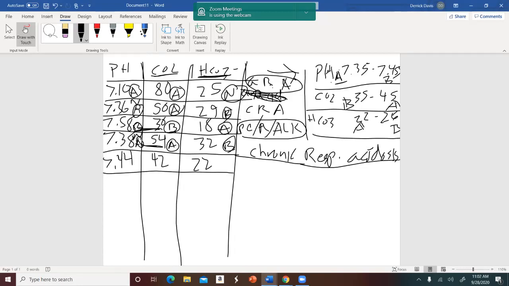So here, 7.44, it is normal, but it leans towards the basic side. So I'll put N with a little b here, like a sub b. A CO2 of 42, so normal is 35 to 45, so this is normal. And a bicarb of 22, well, that's also normal. So this equals normal values. So you might be thinking, oh, this person's perfect. No need to continue on with evaluating this person.